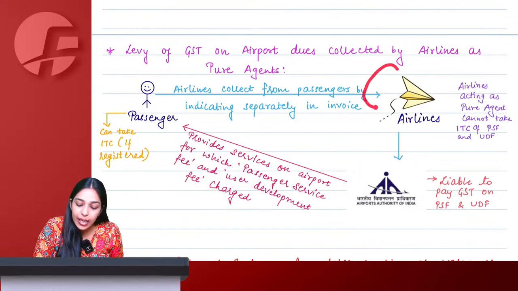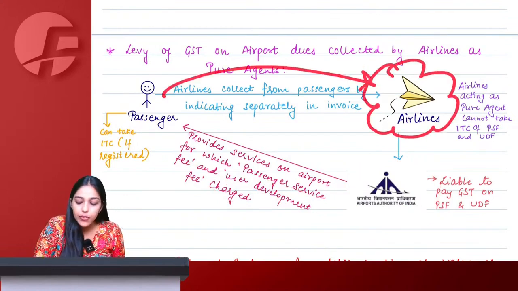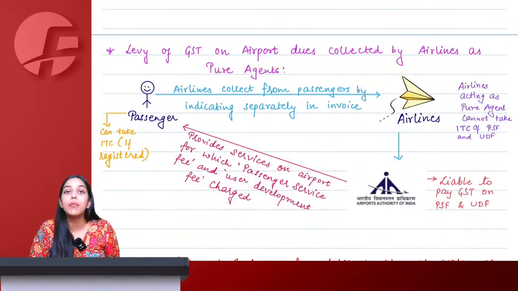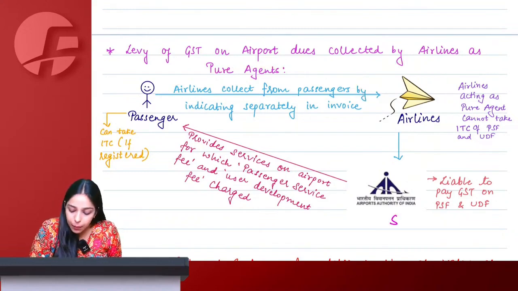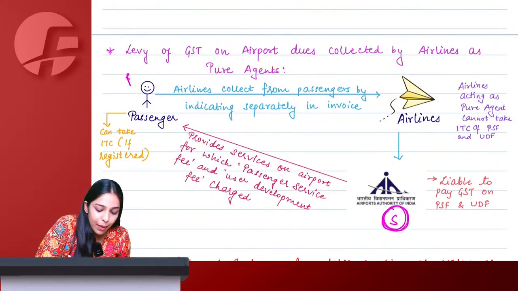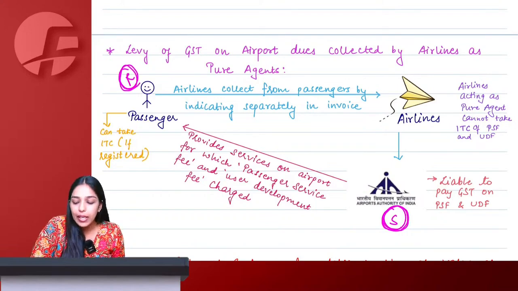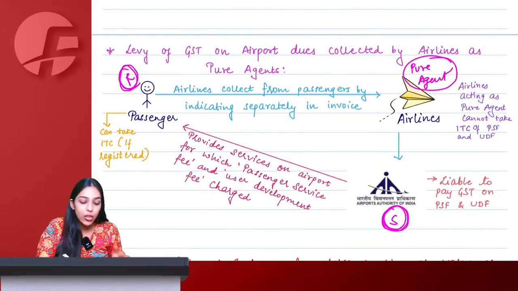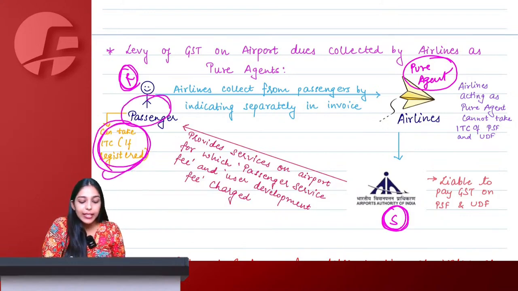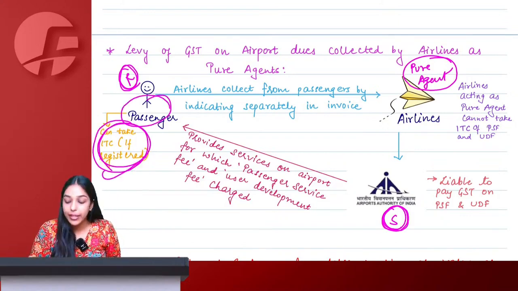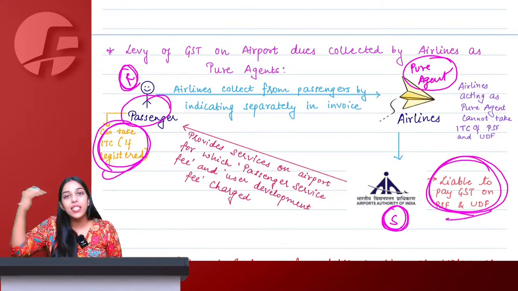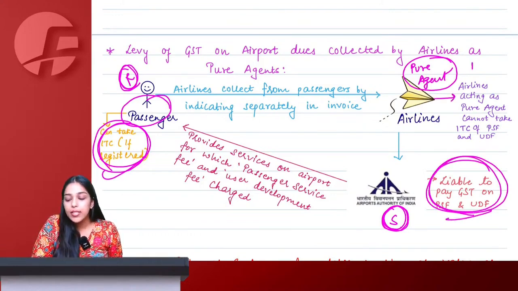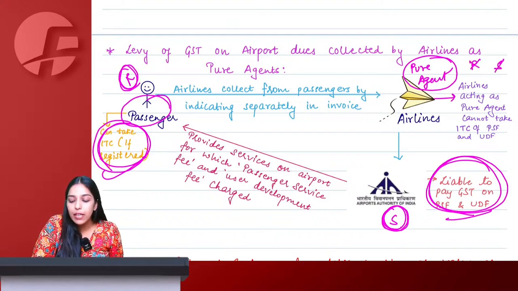The airports tell the airline company to collect these amounts from the passengers and give them to Airport Authority of India, which means Airport Authority of India is the supplier, the passenger is the recipient, and the airline company is simply the pure agent collecting the amounts and paying them on behalf of the passenger to Airport Authority of India. So he is the recipient. He will only get ITC on the GST paid on PSF UDF, and the airport will be liable to pay GST to government. For the airline company, this is neither a purchase nor a sale.